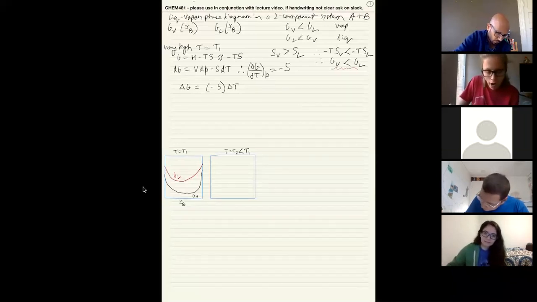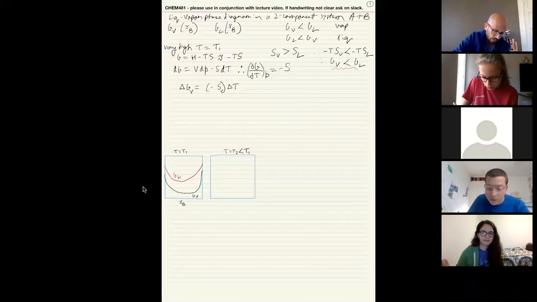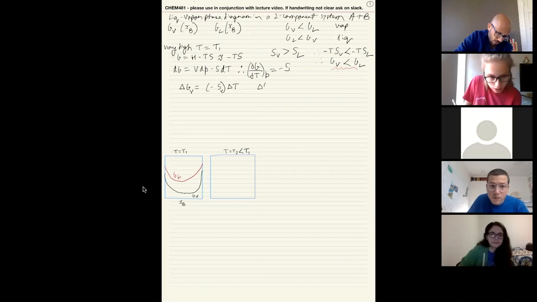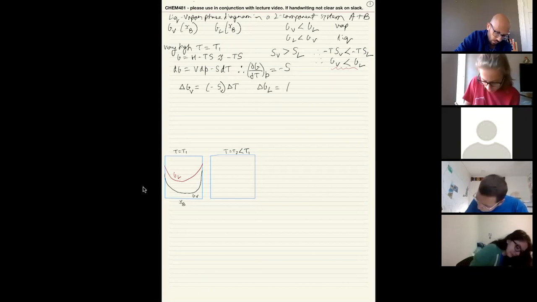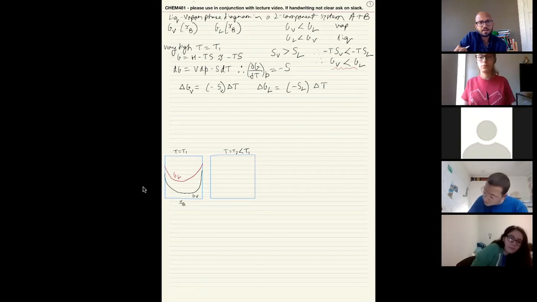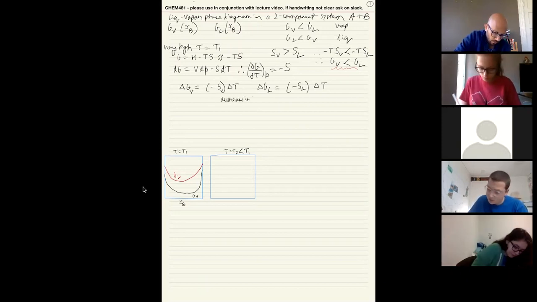We can do this for vapor. We can say delta G for vapor is going to be minus S V multiplied by delta T. And we can say delta G for liquid is going to be minus S L multiplied by delta T. So we are talking about a decrease in temperature, right? Decrease in temperature means delta T is negative, right?